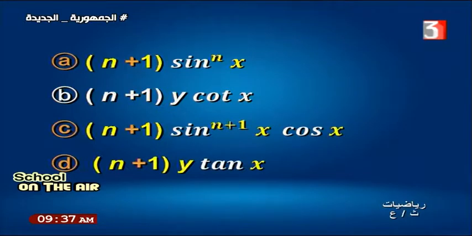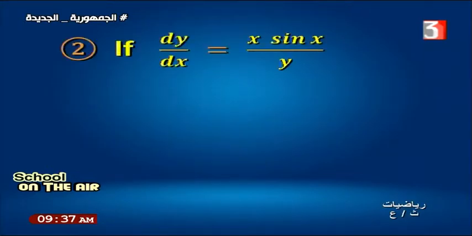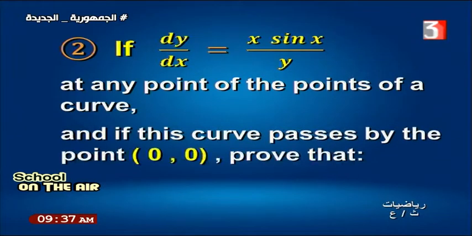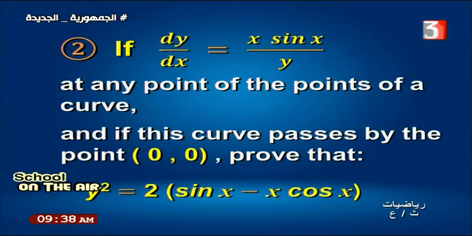Number 2: if dy/dx equals x sine x over y at any point of a curve, and if this curve passes through the point (0, 0), the origin, then prove that y power 2 equals 2 multiplied by (sine x minus x cosine x).